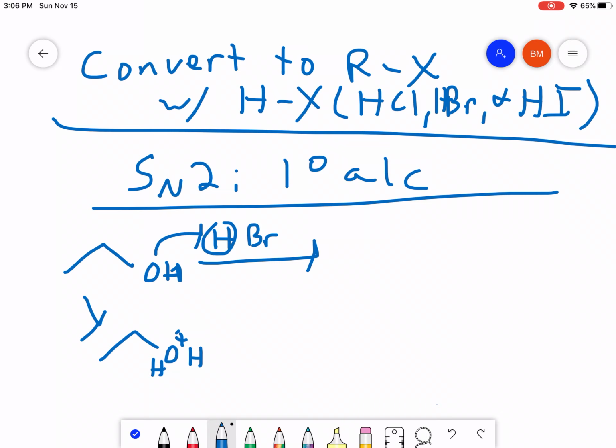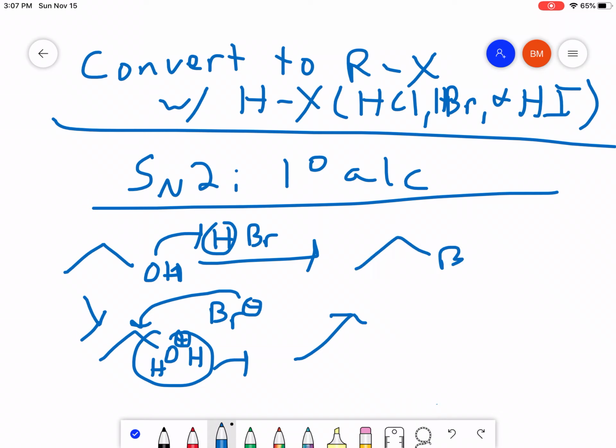Now the difference is, since it's a halogen acid, we have a Br minus left behind. And this Br minus can actually act as a nucleophile. It's not a good one, but it's a better nucleophile than water is. So even though Br minus is pretty weak, it can attack this carbon, and it can knock off water. And voila, you've got an alkyl bromide. Pretty cool, huh?